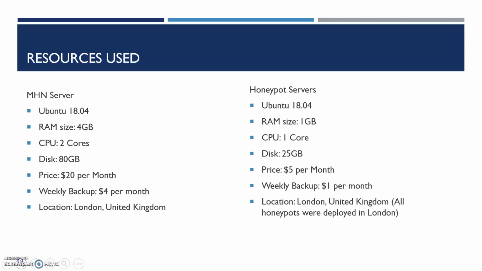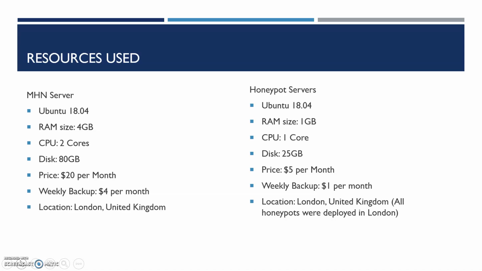So we'll get started. For this presentation, for this experiment, the resources I used for my MHN server are Ubuntu 18.04 with a RAM size of 4 gig and 80 gig of disk space. I used the $20 per month package from DigitalOcean. I also enabled $4 per month for backups. The location I chose was United Kingdom because it's closer to me, for better connectivity for my honeypot service.